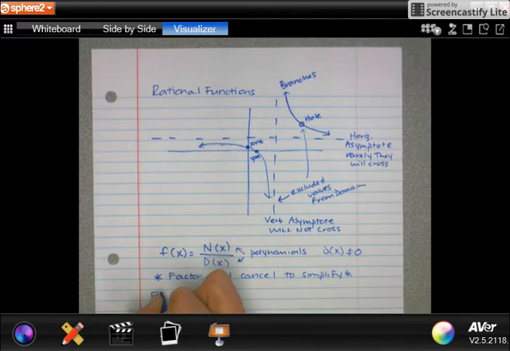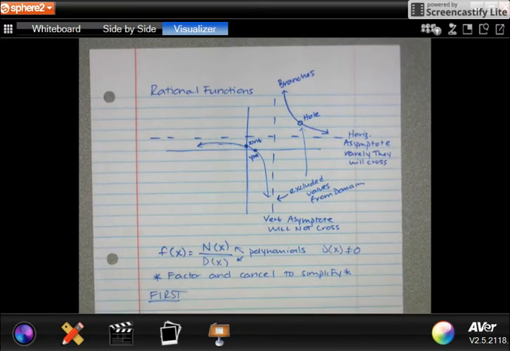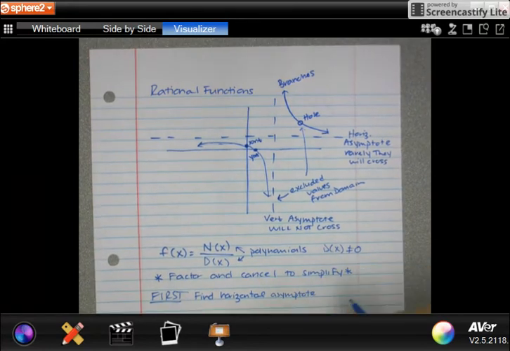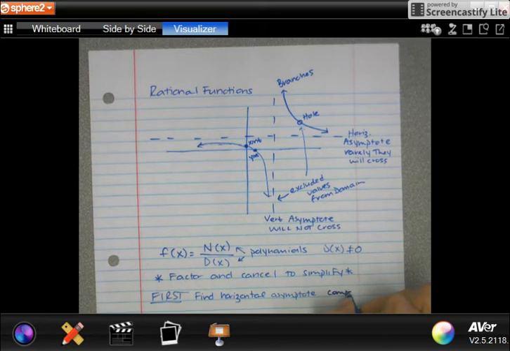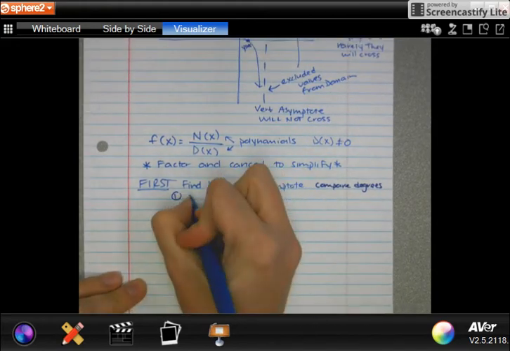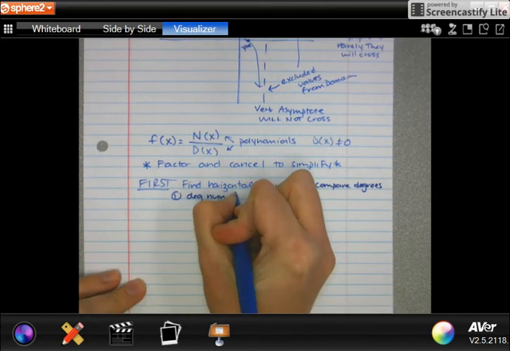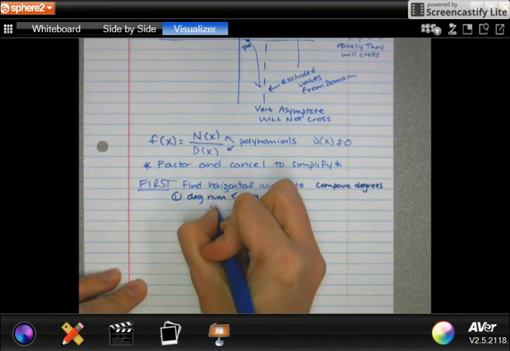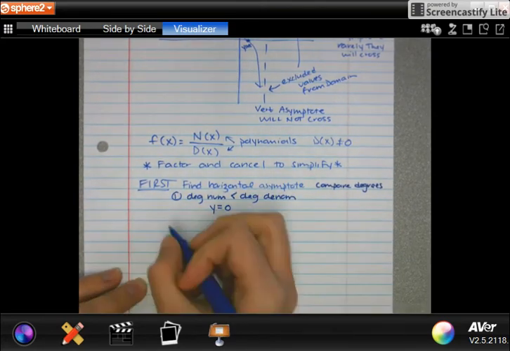But before we do that, there's one piece of information that you should pick out before you factor. The first thing we're going to do is find the horizontal asymptote. Now, in order to do this, all you're going to do is compare the degrees of the numerator and the denominator. So you're going to have one of three cases. Either the degree of the numerator is less than the degree of the denominator, and in that case, you automatically have the horizontal asymptote of y equals 0.